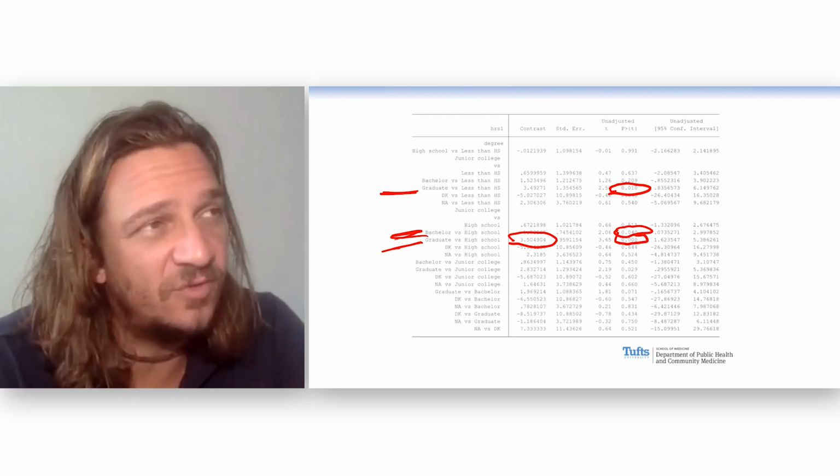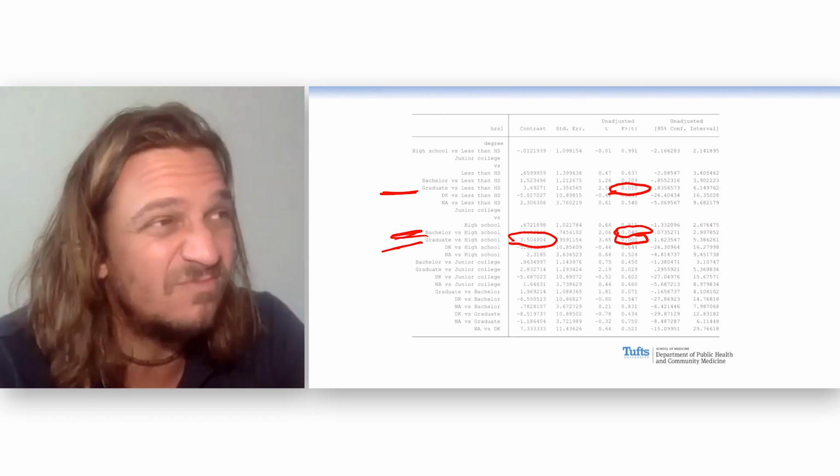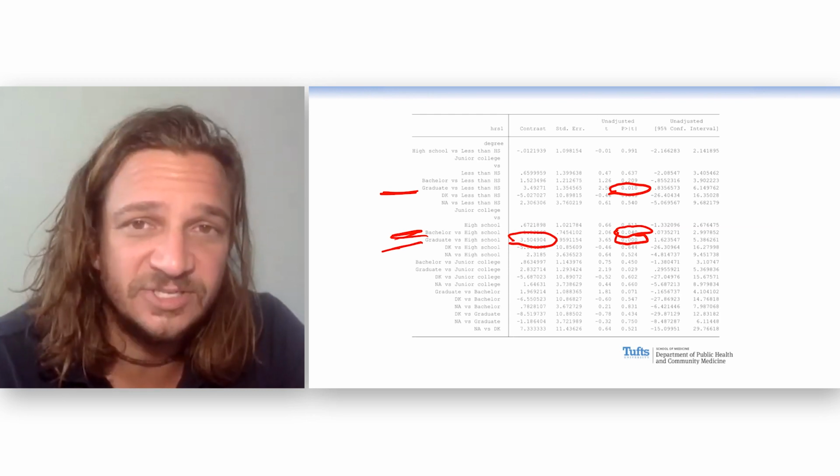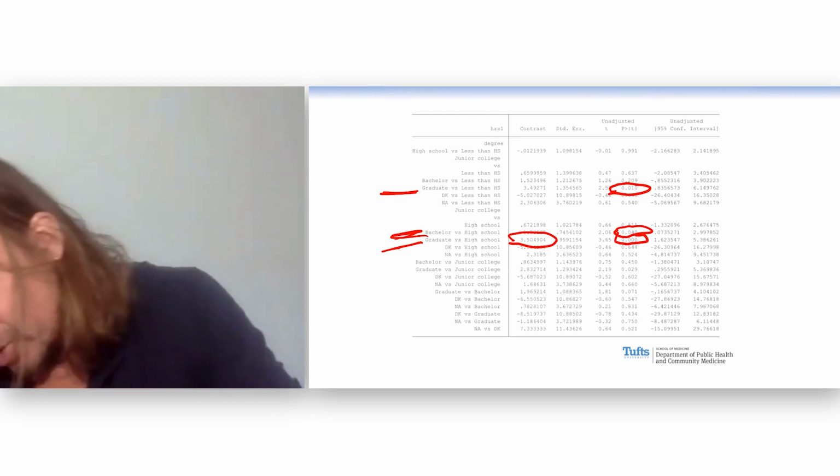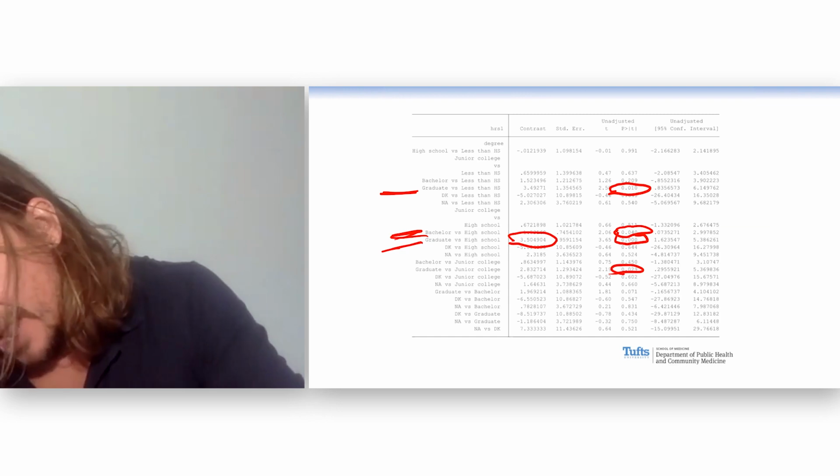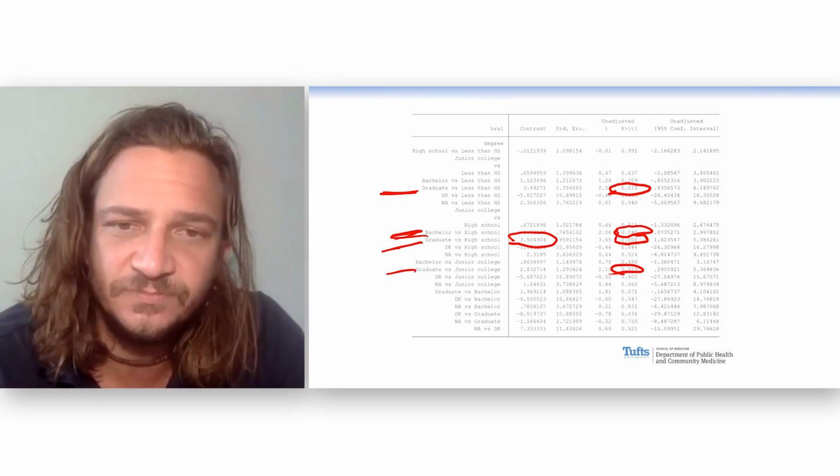And there are 52 weeks in a year, and you'll probably work 40 years. So maybe that is a lot. And there's also a difference here in graduate versus junior college.